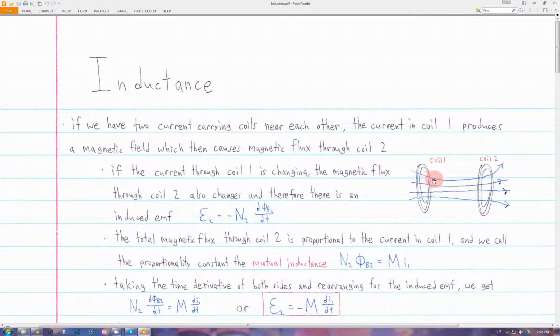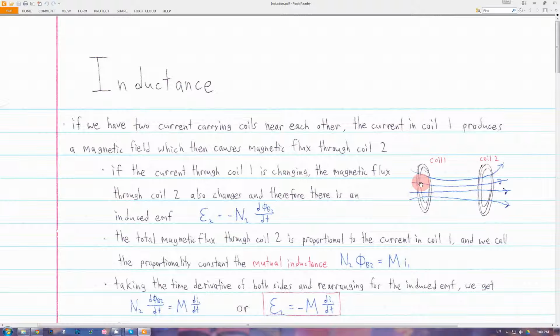So let's say we have these two coil loops next to each other, and they both have some constant current going through them. In each coil, the current is going to make a magnetic field that goes around, and this magnetic field is also going to cause some magnetic flux in the other loop. So the current in coil 1 is going to create a magnetic field, and then that magnetic field from coil 1 is going to cause some flux through coil 2.